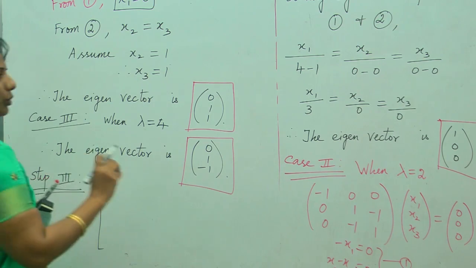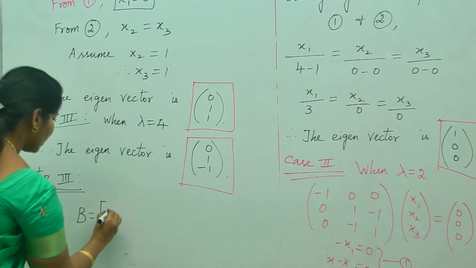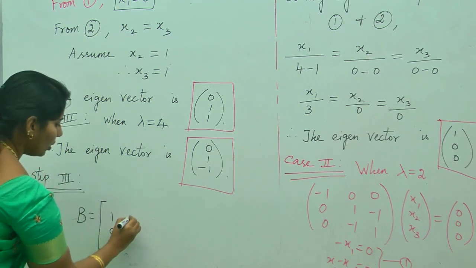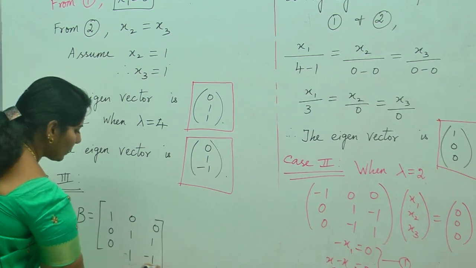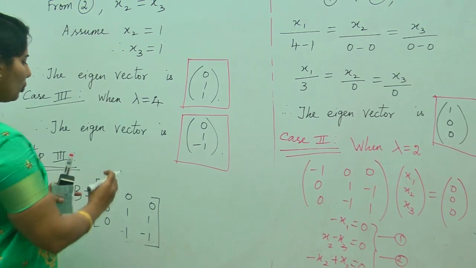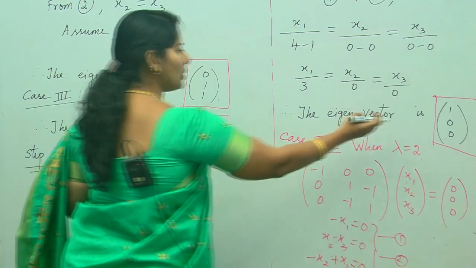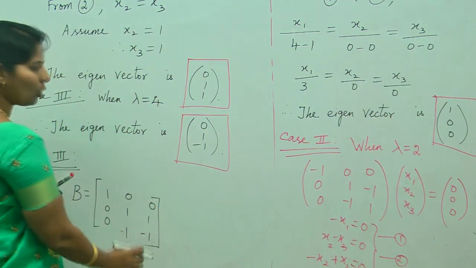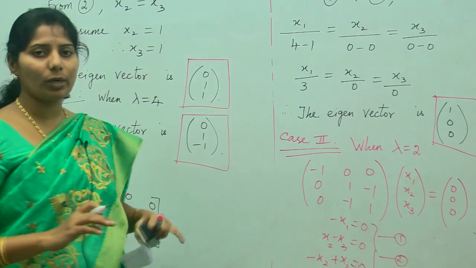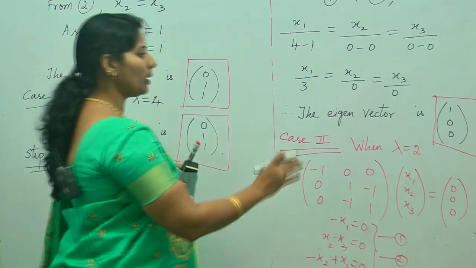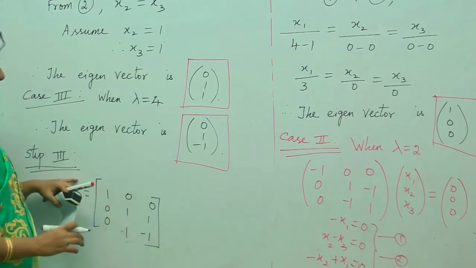B is equal to, you need to write these eigenvectors column wise. So, how will you write it down? 1, 0, 0, 0, 1, 1, 0, 1, minus 1. And I want to make one thing clear, you can write the columns in any order. You can write the first eigenvector even as the third column, any order. But you should not write it row wise. Always the eigenvector should be written column wise only. So, from this we have formed the modal matrix B.